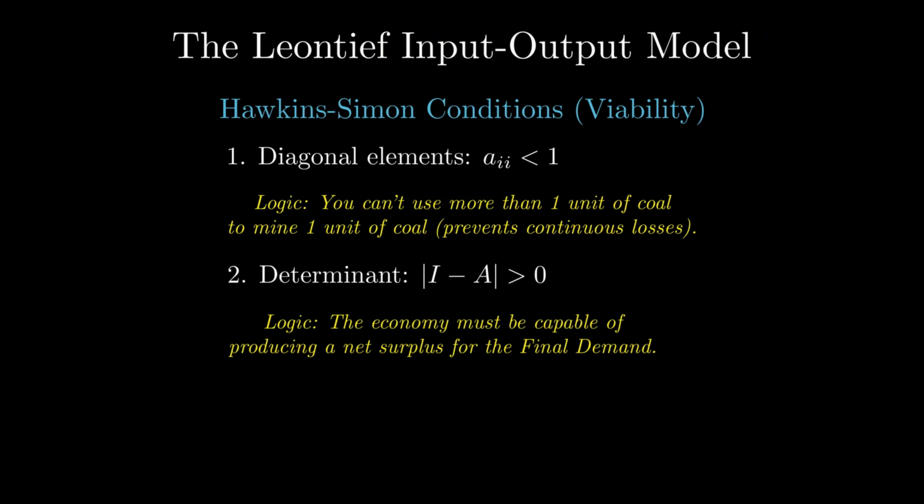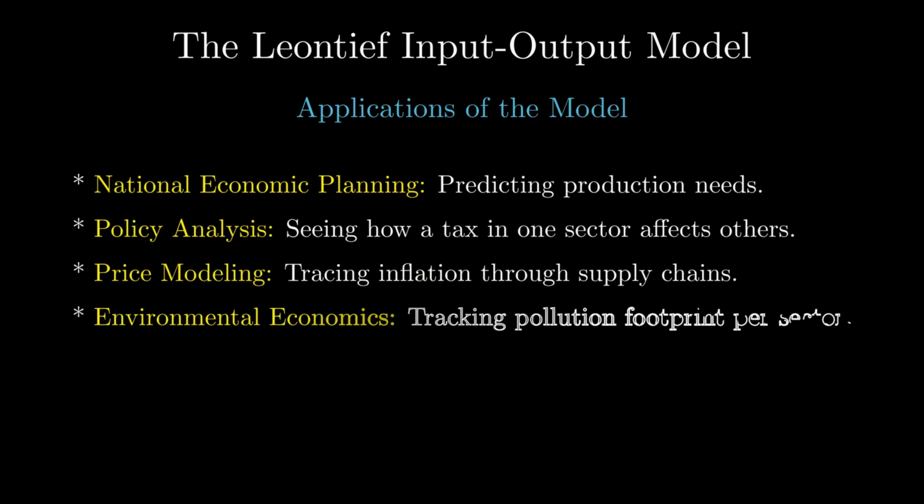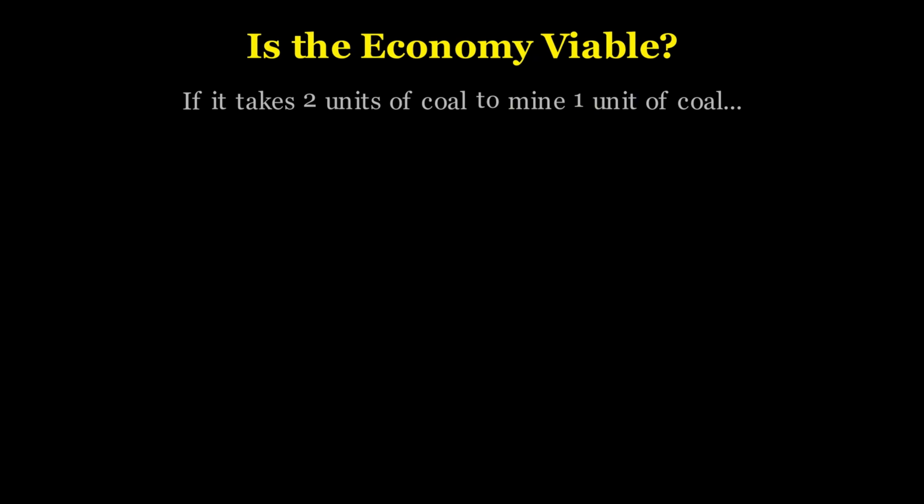Because this math is so bulletproof, it has massive real-world applications. Economists use it for national planning, policy analysis, price modeling, and even tracking pollution footprints across entire supply chains. Let's look at what a collapsing economy actually looks like mathematically. Let's look closer at viability. If we take 2 units of coal to mine 1 unit of coal, the system will collapse.